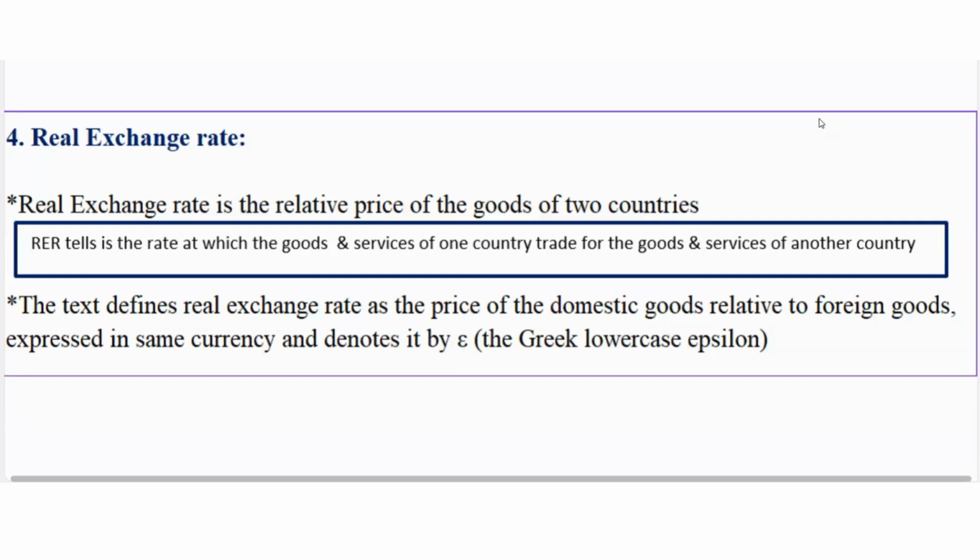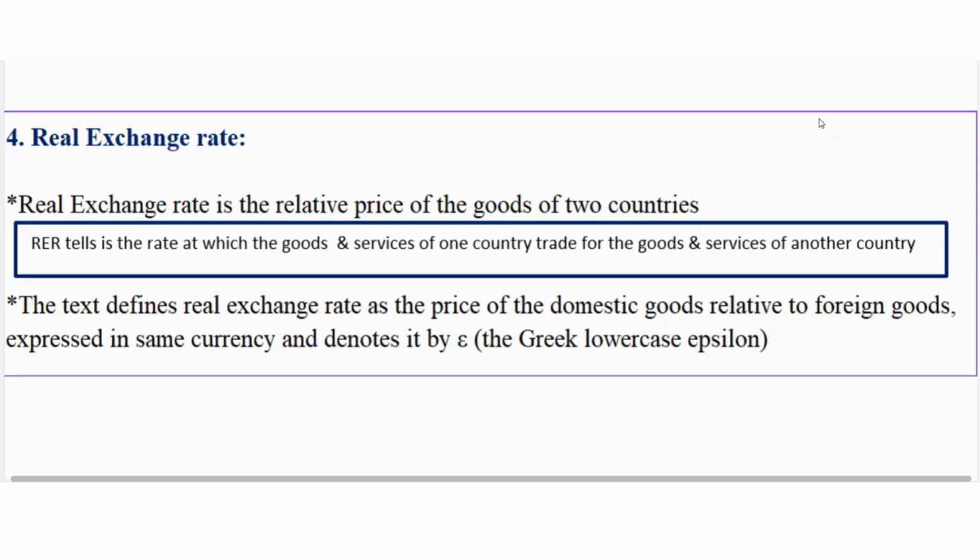We're looking at exchange rate terminology from the text. We want to now look at real exchange rate since we've already looked at nominal exchange rate. When we talked about nominal exchange rate, we said it's the relative price of the currencies between two countries. The real exchange rate, however, is the relative price of the goods of two countries. So it's important to keep in mind the difference between nominal and real exchange rate.